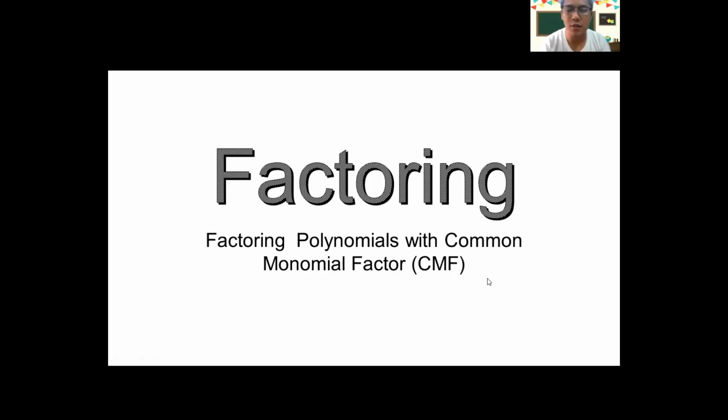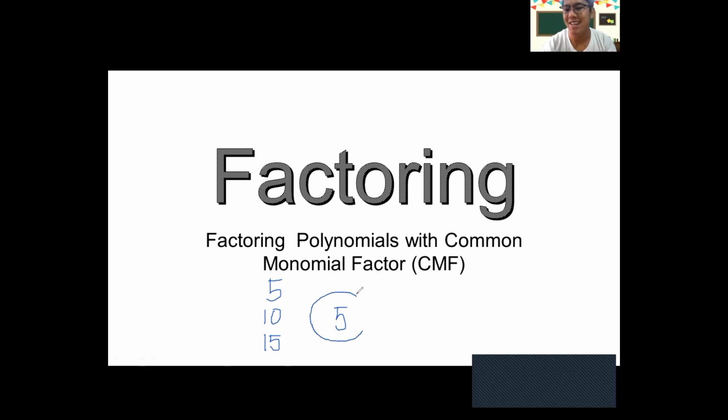Okay, so the first is factoring polynomials with common monomial factor. So it is important that you know the GCF or the greatest common factor. For example, if we have 5, 10, and 15, the GCF here is 5 since it can divide 5, 10, and 15. It is the greatest number that can divide 5, 10, and 15.